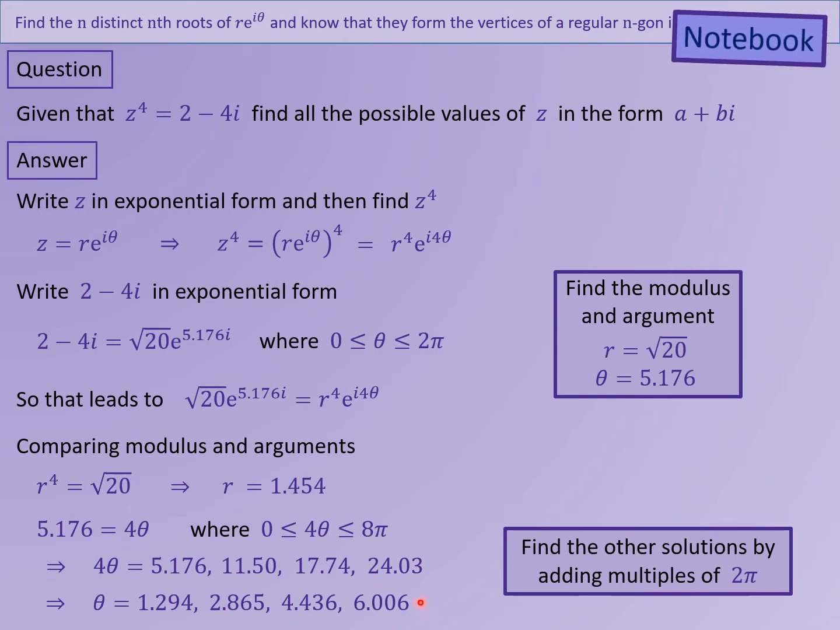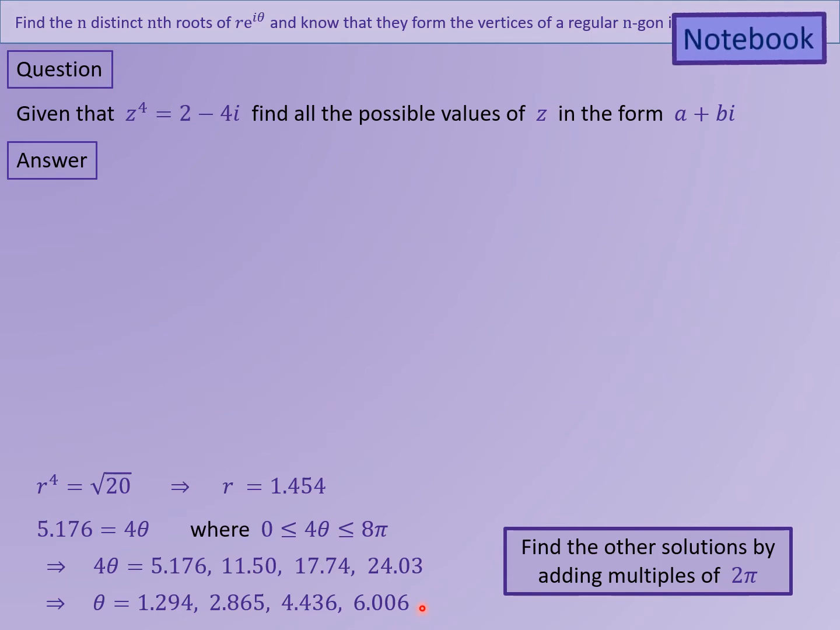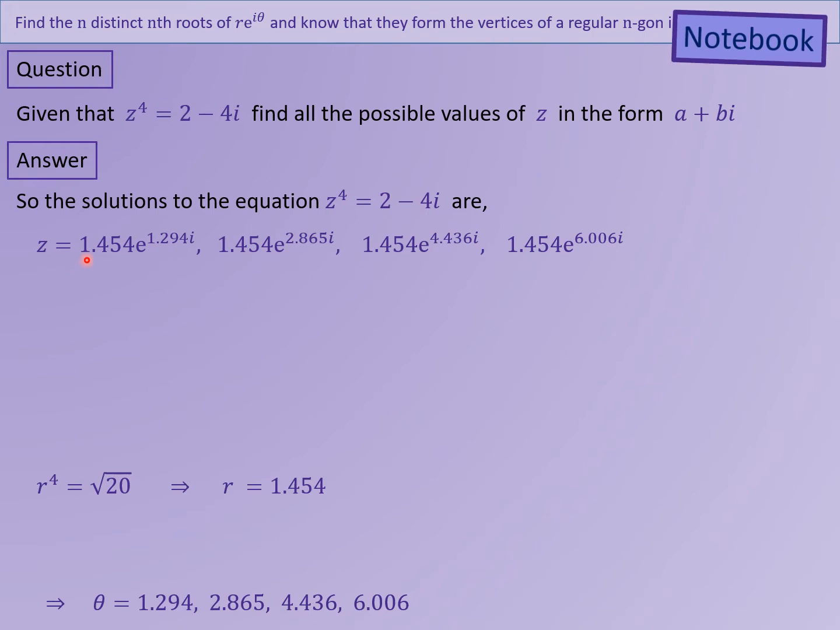So this is pretty much done now. I've got my theta values, and I've got my r value just there. All I need to do now is write out my answers. So the first answer is going to be 1.454. Each of them has got the same number at the front, e to the i theta, where the theta values are those 4. So there are my 4 solutions.